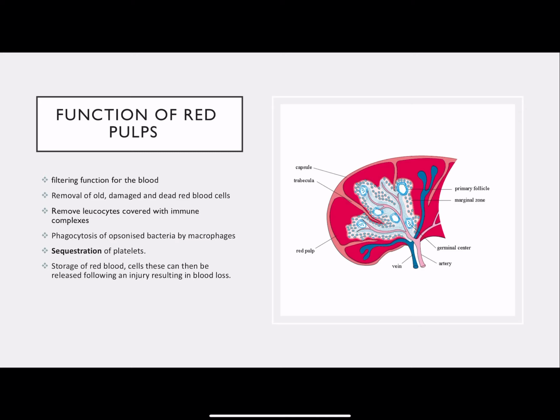The red blood cells, the platelets, and the macrophages are released from the spleen. The macrophages will help to reduce inflammation and destroy pathogens or damaged cells in the injured area. The platelets help the blood clot to stop the blood loss, and the red blood cells are released from the spleen into the blood circulation to help compensate for blood loss. These are the functions of the red pulp.